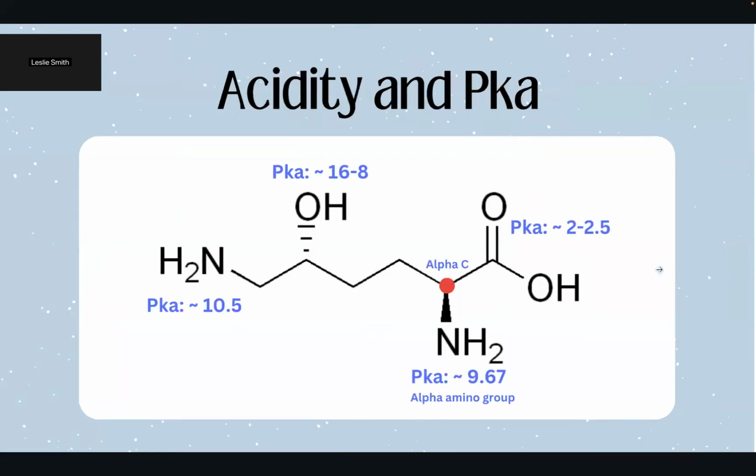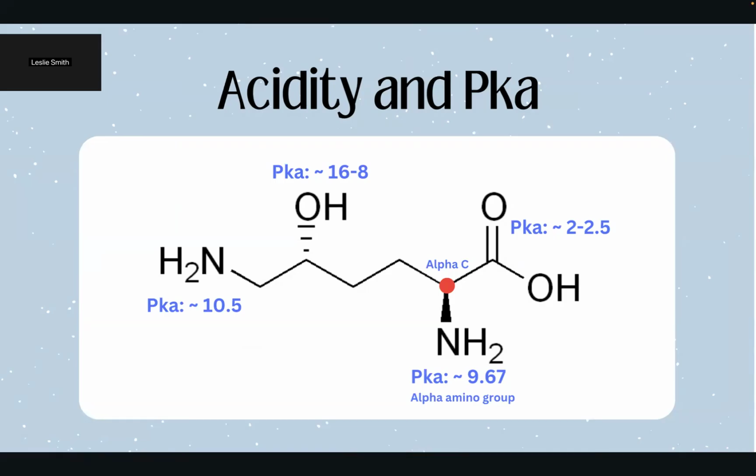Now let's talk about the acidity and pKa of this molecule. It is noted that the alpha amino group is the one near the carboxyl group, as it is a functional group that is attached to the alpha carbon on the chain. The other amine group and the alcohol group are considered part of the side chain. The pKa for the side chain amine group is approximately 10.5. The alcohol pKa is approximately 16 to 18, indicating that this group is a weak acid that is still able to participate in hydrogen bonding.